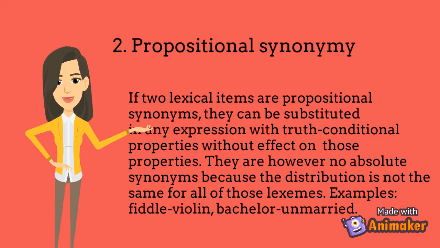The second is propositional synonymy. If two lexical items are propositional synonyms, they can be substituted in any expression with truth conditional properties without effect on those properties. They are however not absolute synonyms because the distribution is not the same for all of those lexemes. Examples, fiddle and violin, bachelor and unmarried.